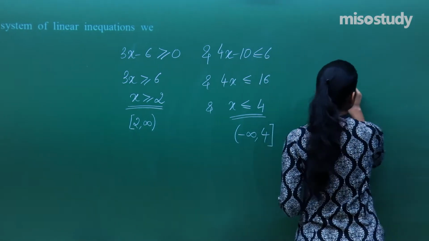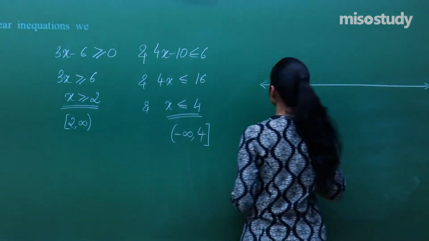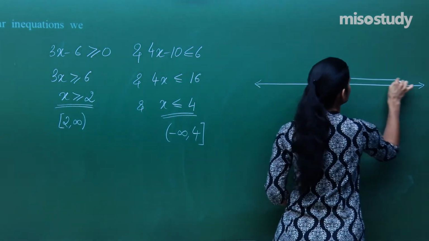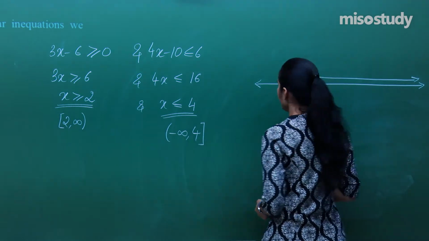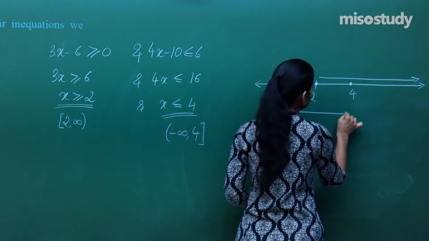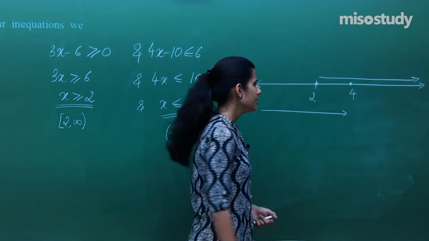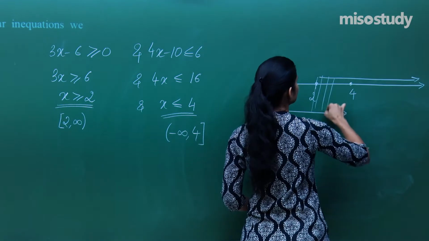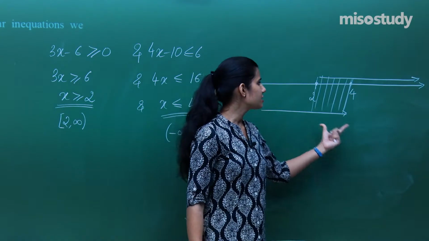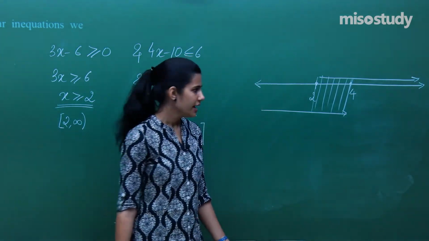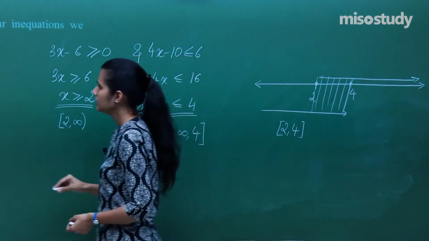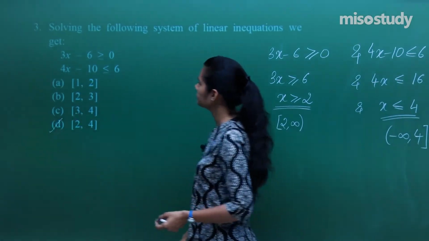Here I have 2 to infinity, so somewhere here is, suppose, 2. Including 2, 2 to infinity is the first solution set, and minus infinity to 4, so somewhere here, included 4, is the second solution set. Very clearly the intersection is this. This region is being covered in both the solution sets. The intersection is closed interval 2 to closed 4, and therefore the solution set of the system is 2 comma 4.